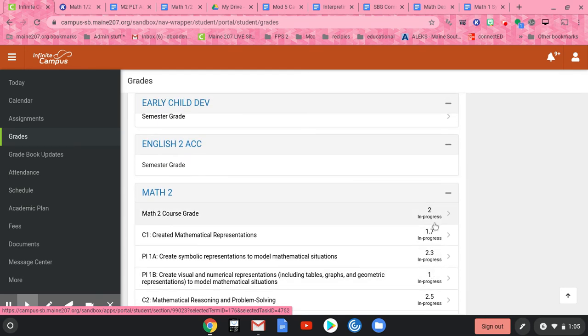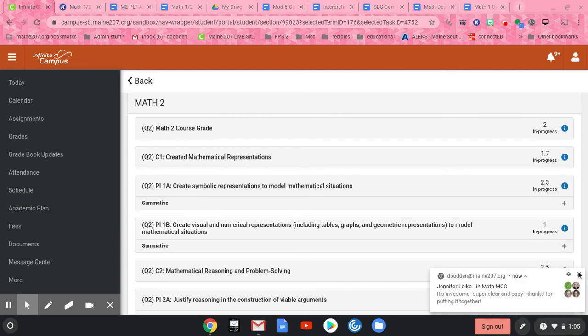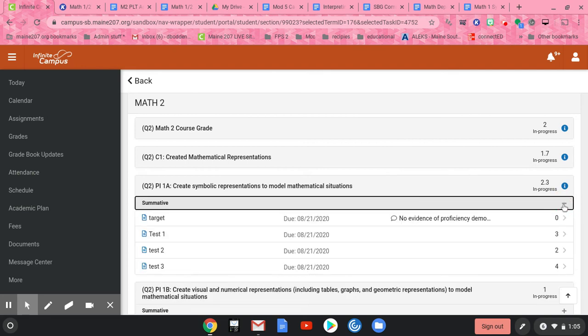What I recommend you always do when you log in is, instead of looking at this page, where it says Math 2 course grade, click on this little arrow, and that's going to let us dive a little bit deeper. So we can see my Math 2 course grade is a 2, made up of my competency, 1.7, and that is made up from these proficiencies right underneath it. Under any of the proficiencies, you can click on this plus sign and dive deeper. And this is going to let you see your scores on each of your learning targets.